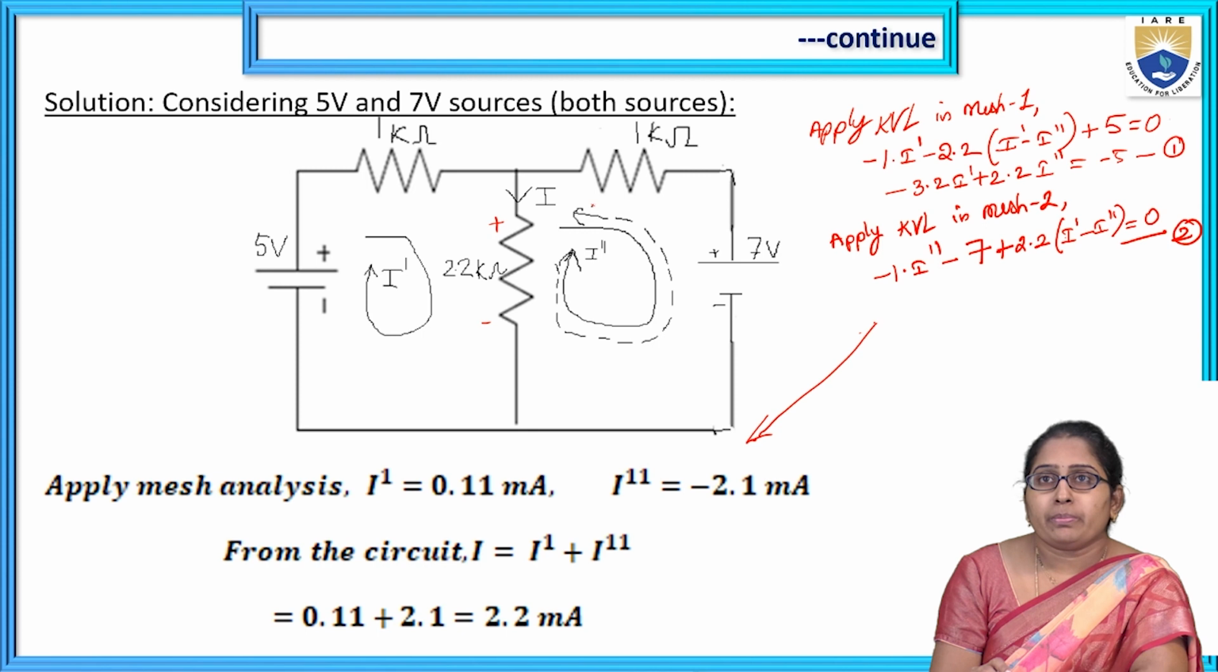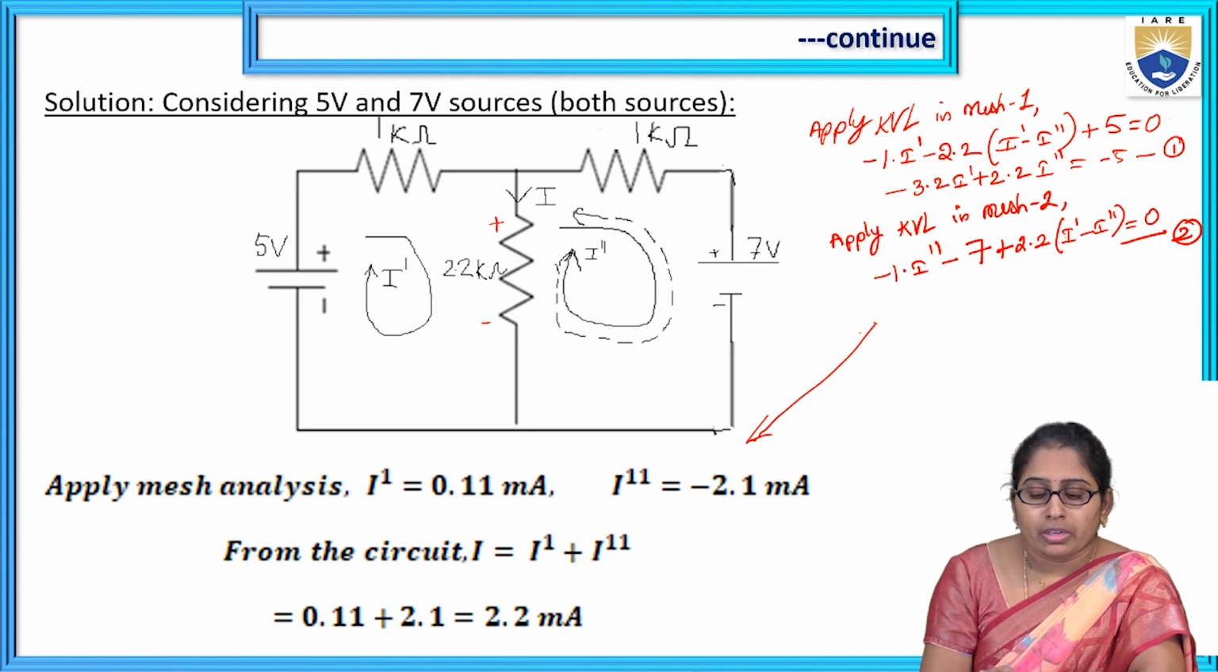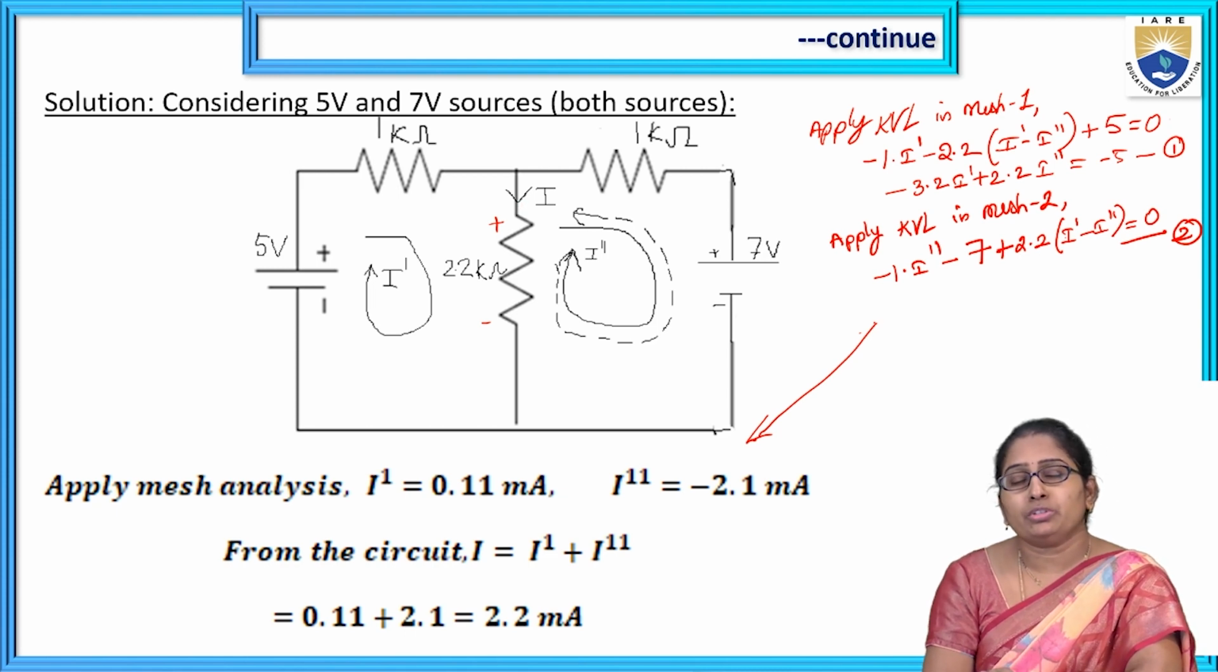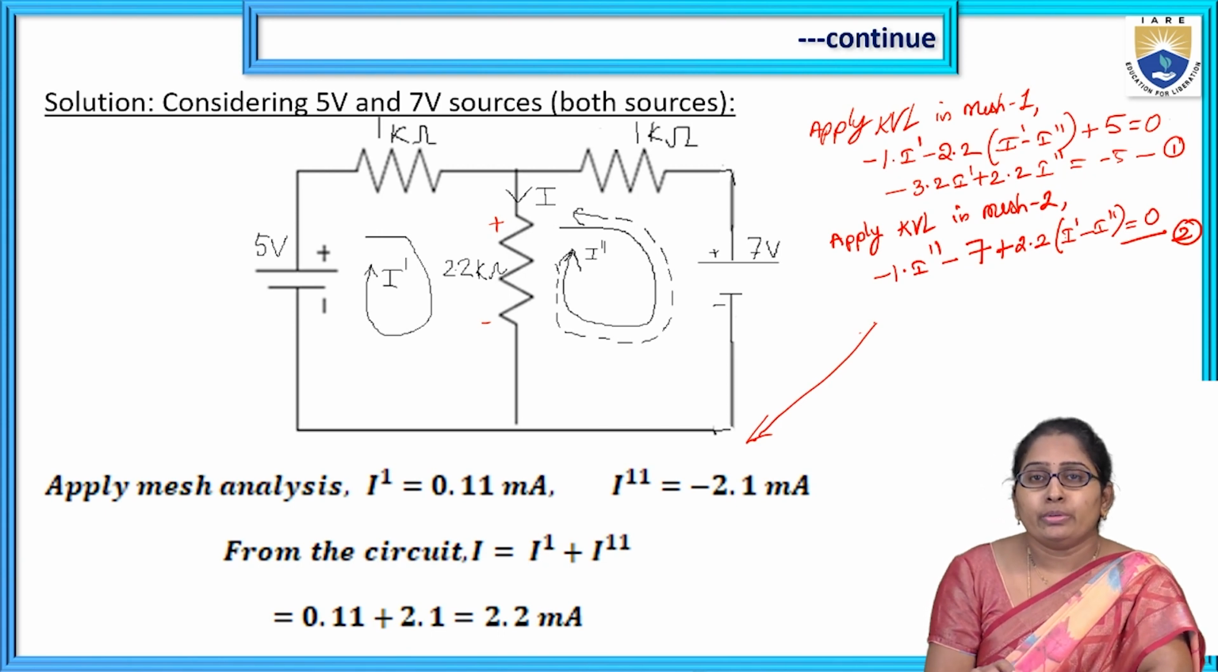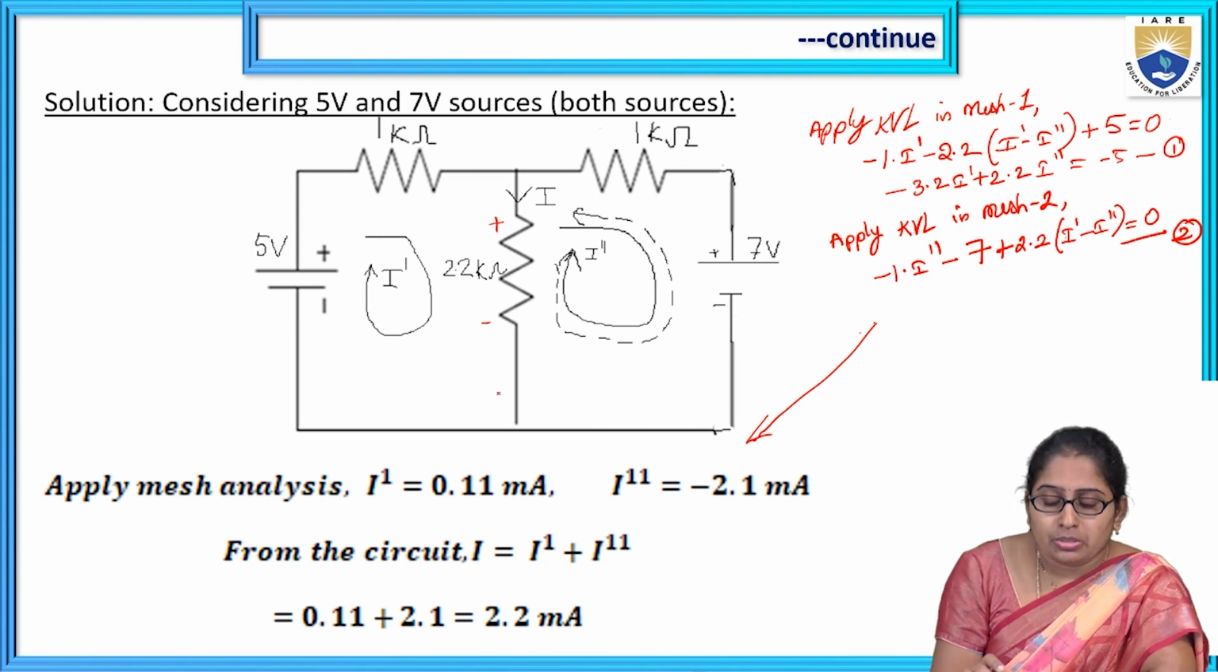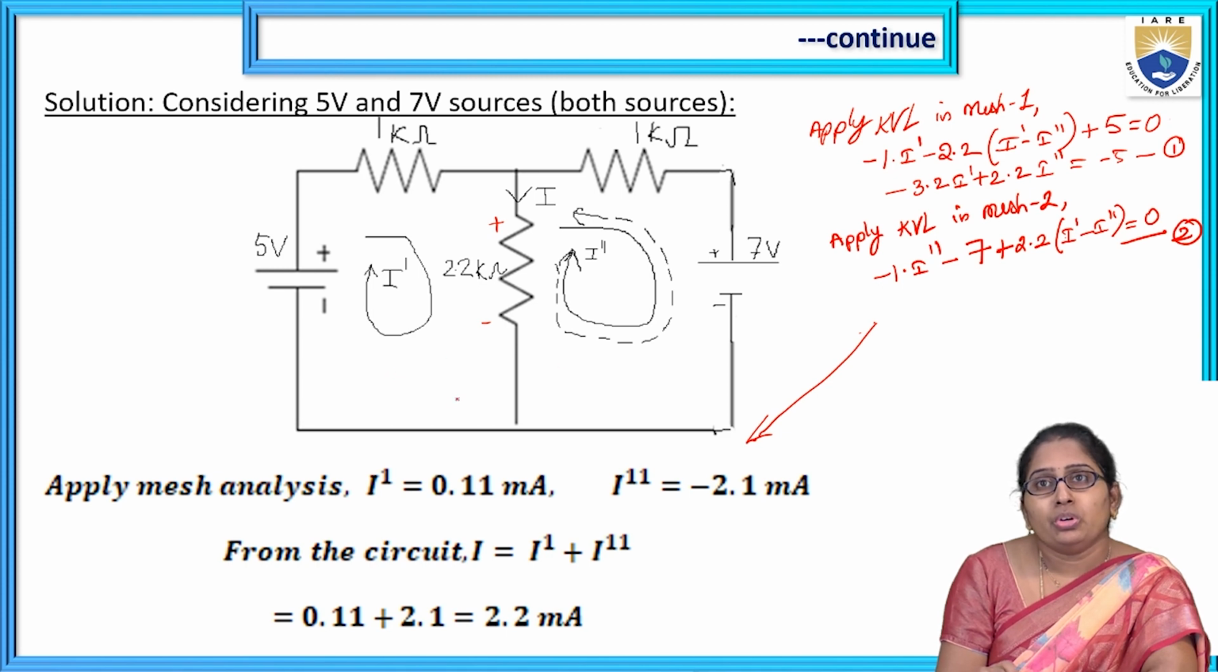Now coming to our point, what we want to get is this capital I. We want to know the value of this I, the response in the 2.2 kilo ohm resistor, the current in the 2.2 kilo ohm resistor. This capital I is given in terms of I dash and I double dash. See how capital I is related to I dash and I double dash. If we see, the I direction is like this. So capital I is given by I dash plus I double dash.